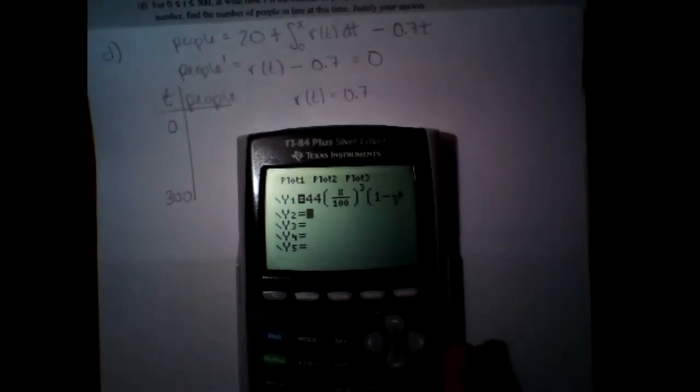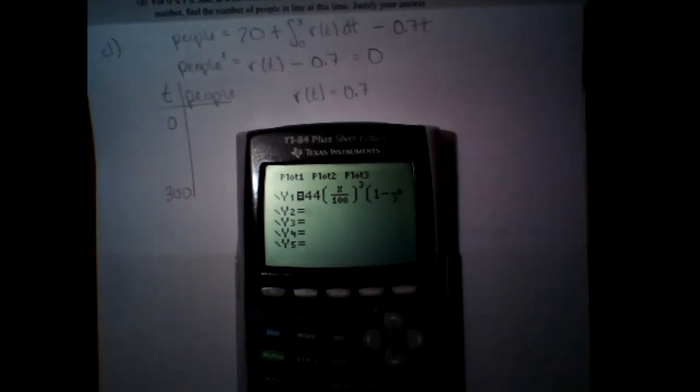Again, it's not going to be pleasant. It's going to be a yucky function. They're not going to give you something nice. All right, and then here I'm going to put 0.7.